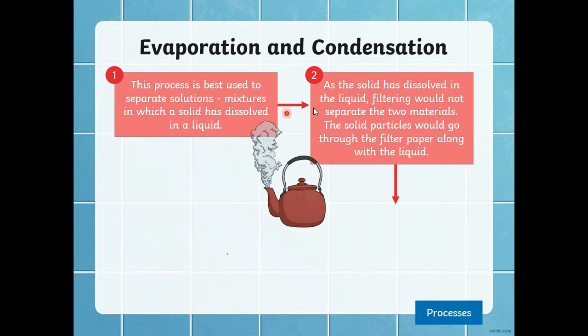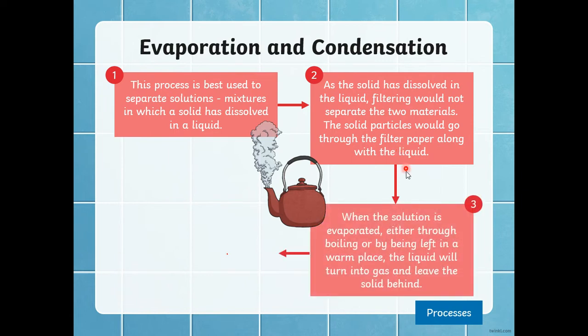Okay. So as the solid is dissolved in a liquid, filtering would not separate the two materials. The solid particles would go through the filter paper along with the liquid, and that's true. Because the sugar is dissolved into the water, if you pour it through the filter paper, well, the filter paper holds the solid part and lets the liquid part go through. But in this case, the liquid and the solid are one. It's already dissolved into it. The particles are dissolved into the water, so it won't work.